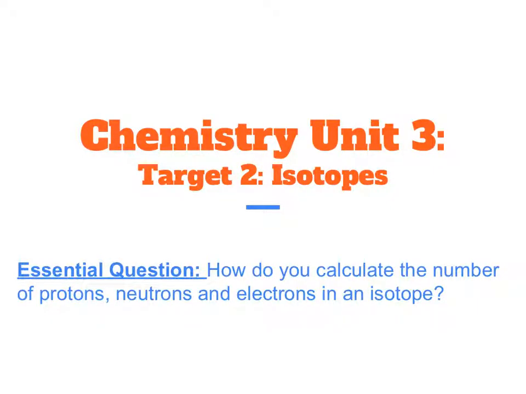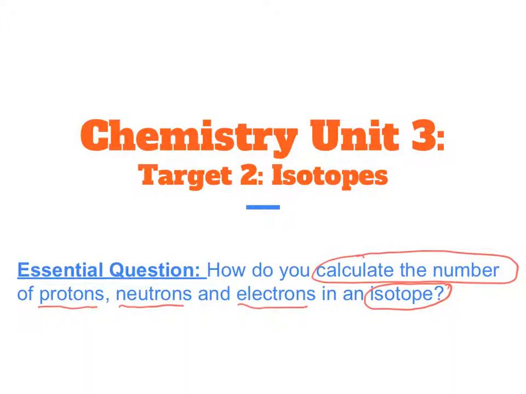Hi you guys, we are going to be looking at target 2 of our new chapter, and this target is about isotopes. So our essential question says, how do you calculate the number of protons, neutrons, and electrons in an isotope? Our new science word is isotope. We're going to define that in a few minutes. And then we're looking at the protons, neutrons, and electrons, and what we want to do is calculate the number of each of those things.